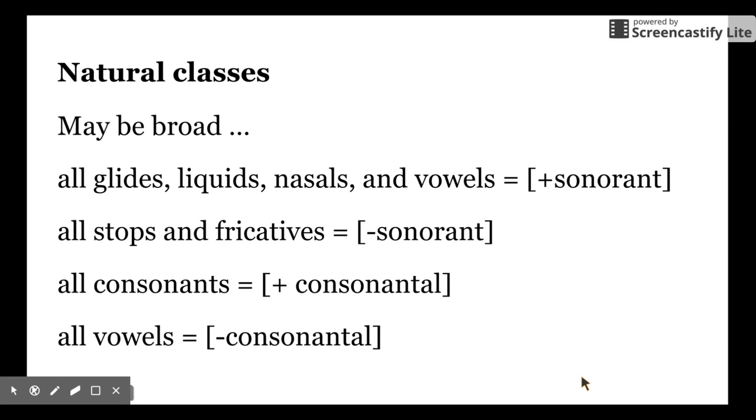Okay, and there are more classes as well. Glides, liquids, nasals, and vowels are plus sonorant because they produce more sound. And stops and fricatives are minus sonorant because they are less loud. And all consonants are plus consonantal, and vowels are minus consonantal.